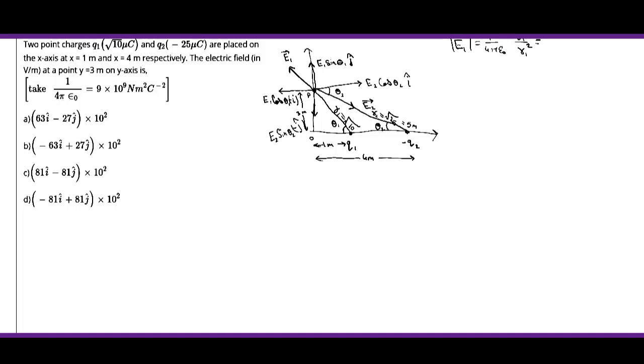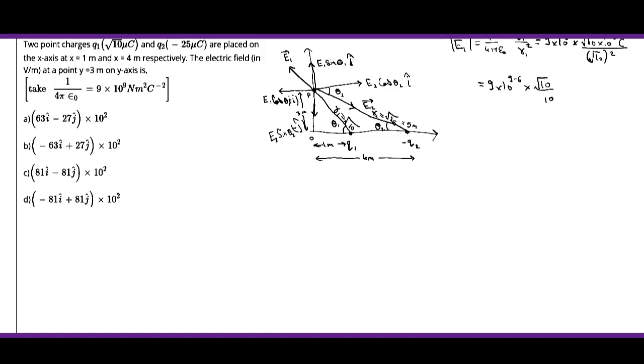So on putting the values, we have 9 into 10 to the power 9 as 1 upon 4 pi epsilon naught, into Q1 which is under root 10 micro coulomb, divided by R square, which is under root 10 whole square. So this is what we have, and on solving we get 9 into 10 to the power minus 6 into under root 10 divided by 10.